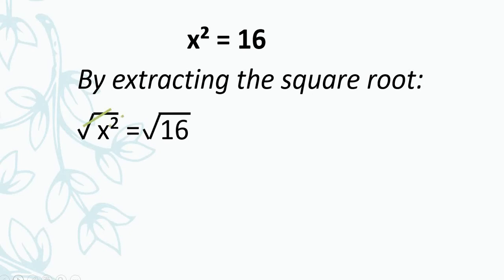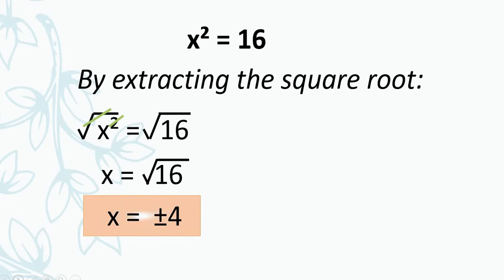Then cancel the squared and write x is equal to square root of 16. Then we all know that the square root of 16 is positive and negative 4. Now if you notice that the value of k is positive 16, that's why we have two solutions or roots. Our x is equal to positive 4 and x is equal to negative 4.